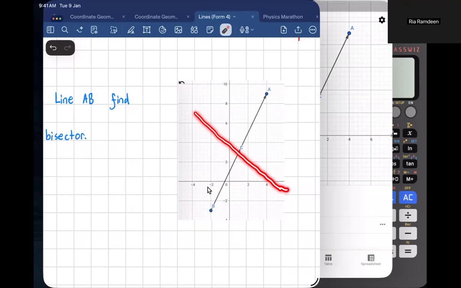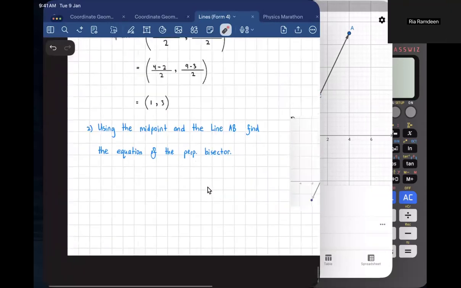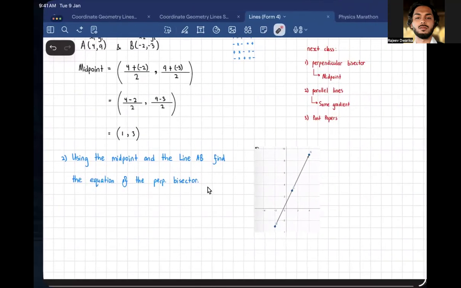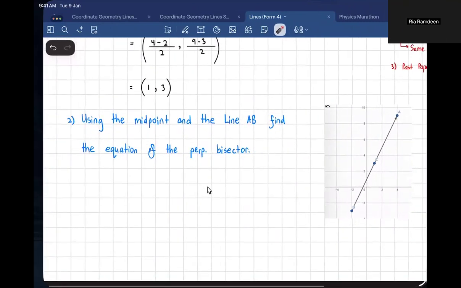Yes. In the last class, what type of lines did we look at? Did we look at perpendicular lines? Yes. So if I know the gradient of AB, could I figure out the gradient of a line perpendicular to it? Yes, I could. So my first step then is probably to find the gradient of what? The first line. First line, correct.